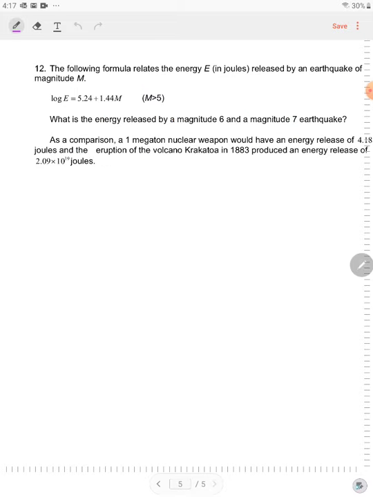All right, so let's look at this last problem. The following formula relates the energy in joules released by an earthquake of magnitude M. Log E is equal to 5.24 plus 1.44 M, where M is greater than 5. So what is the energy released by an earthquake of magnitude 6 and a magnitude of 7? So we're going to put M equals 6 first, and it's just straight plugging in.